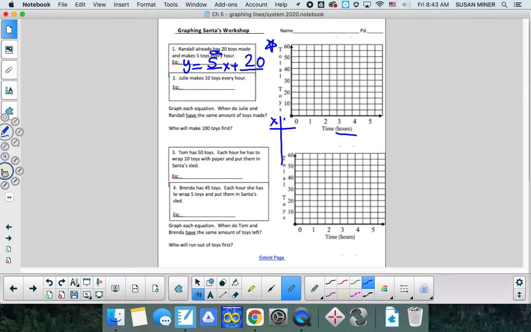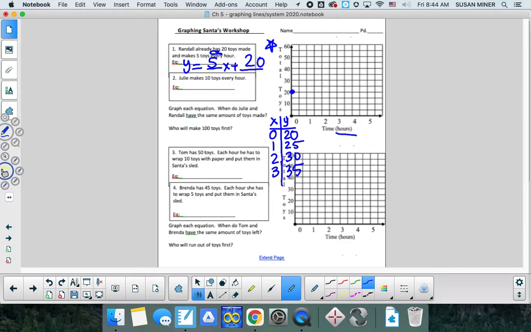Set up a table, X and Y, and ask yourself, okay, well, if he starts out with 20 toys and no time has gone by, what about after 1 hour? If he's making 5 toys every hour, then after the first hour, he's going to have 25 toys. After the second hour, he's going to have 30 toys, right? After the third hour, he'll have 35 toys. And then you can just go ahead and graph these points.